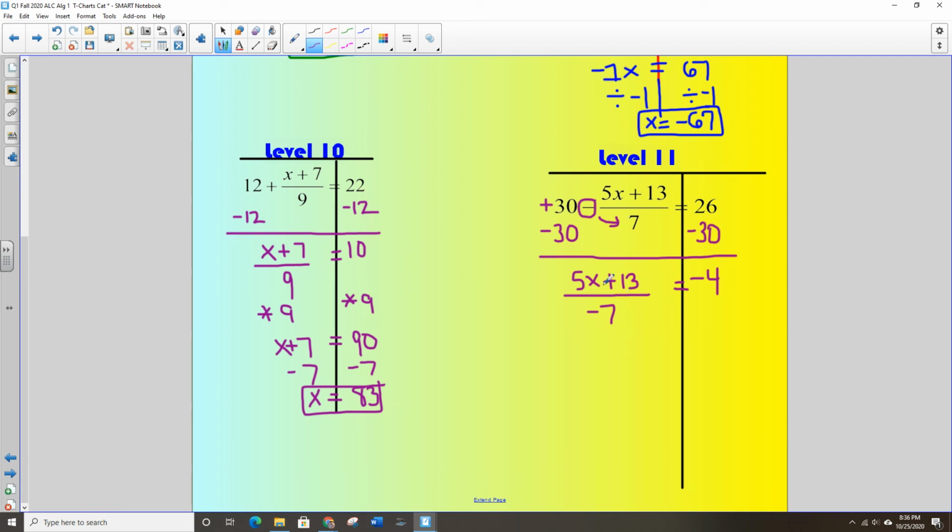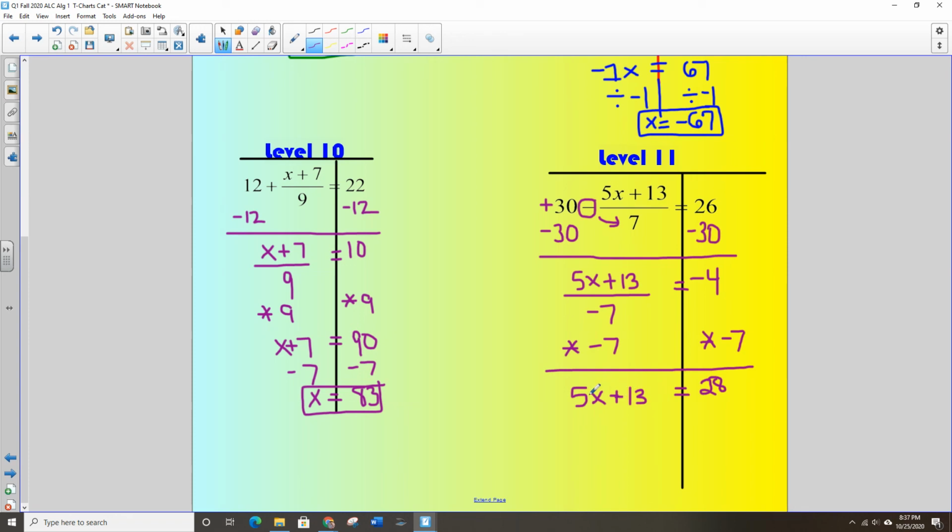All right, what are you going to undo next? The 5, the 13, or the negative 7? You're going to undo the negative 7. So how do you undo it? You multiply by negative 7. And what is negative 4 times negative 7? Now hopefully you said 28. And now our fraction is gone. We are 2 steps away from the secret identity of x and the end of this video.